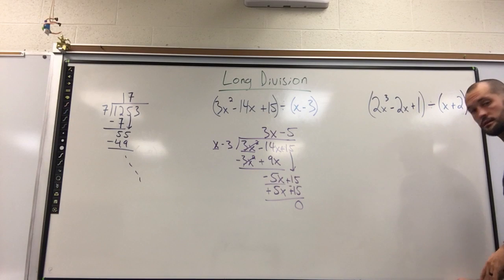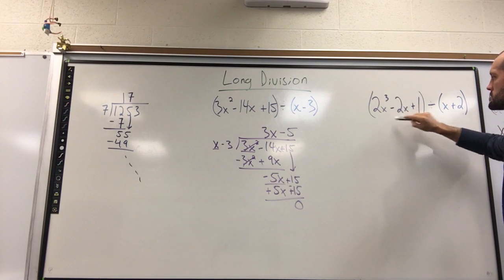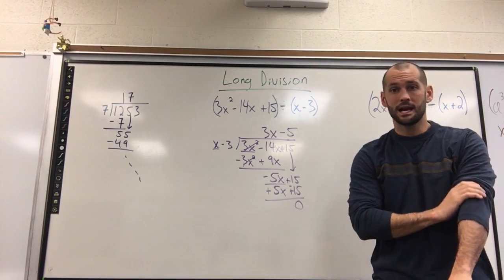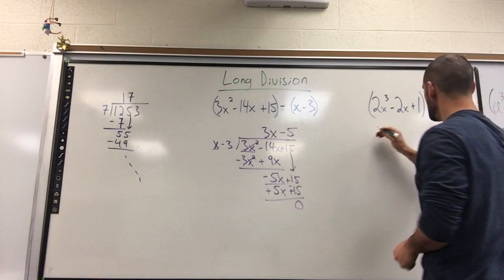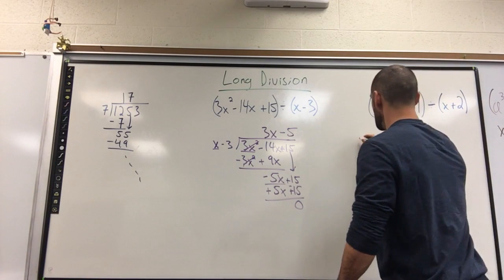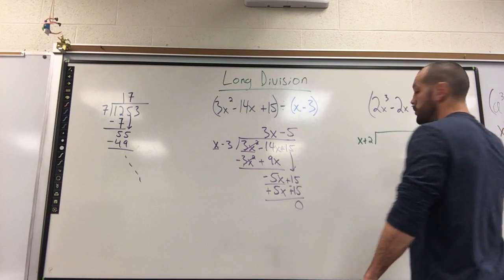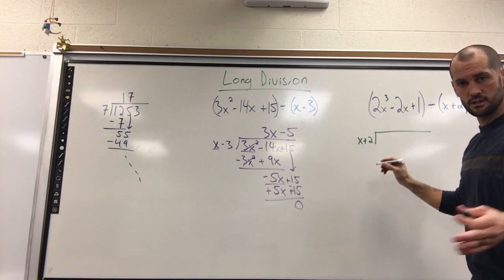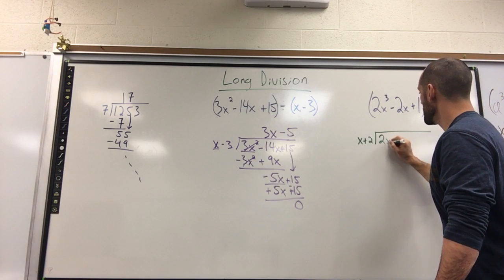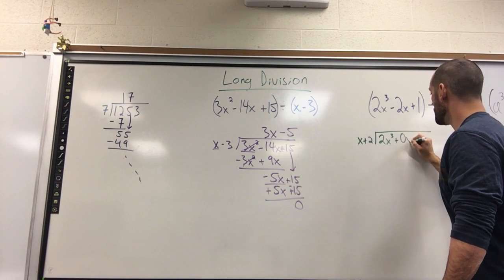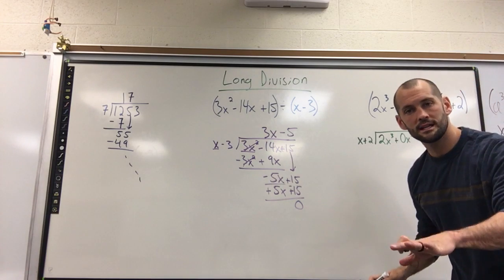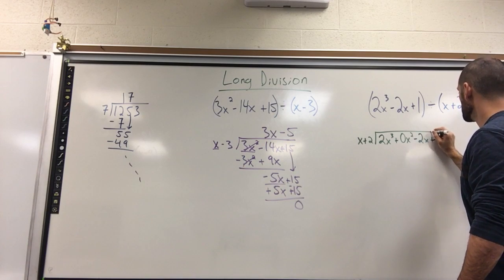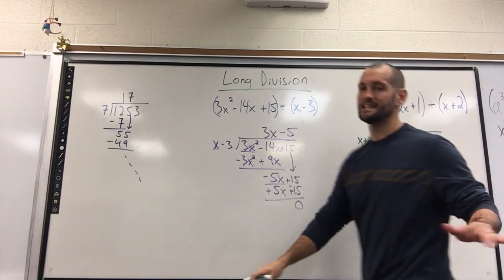Okay, now this one's a little nastier. I want you to notice something here. 2x cubed straight to a 2x. They skip a degree here. You're not allowed to. So when I write my division, I'm dividing by x plus 2, that goes on the outside. When I set up my actual polynomial on the inside, I account for the skipped degree. This is what I mean. I write 2x cubed plus 0x squared. There's none of them, but write it in there. Trust me, it will help you. Minus 2x plus 1.